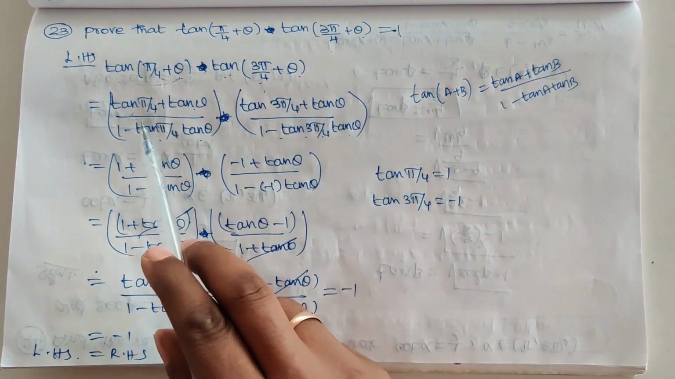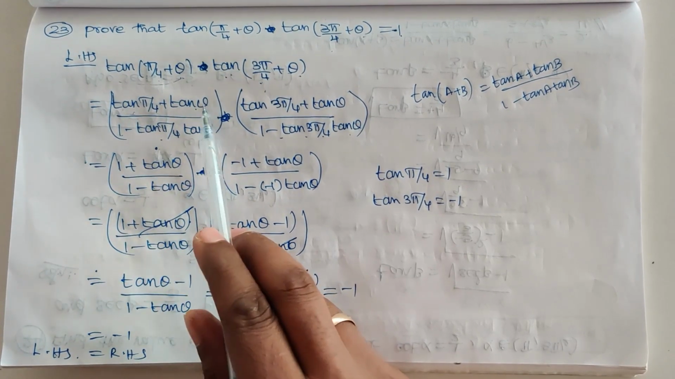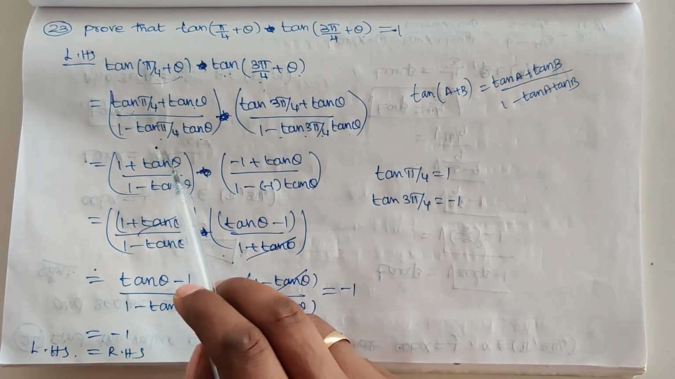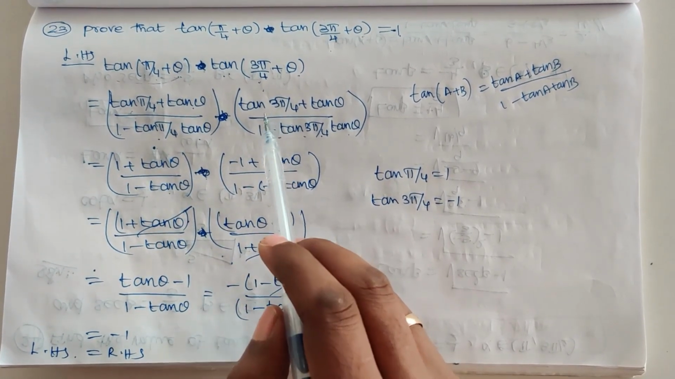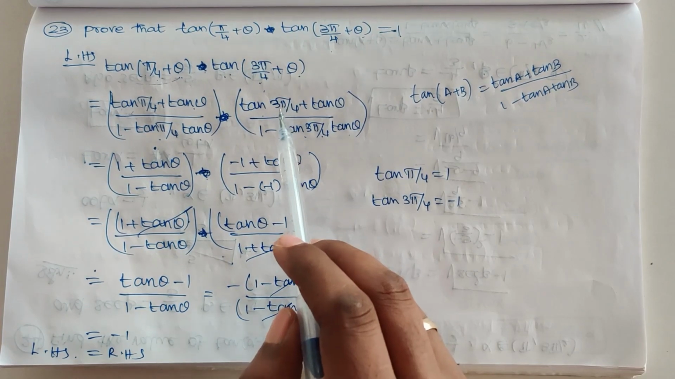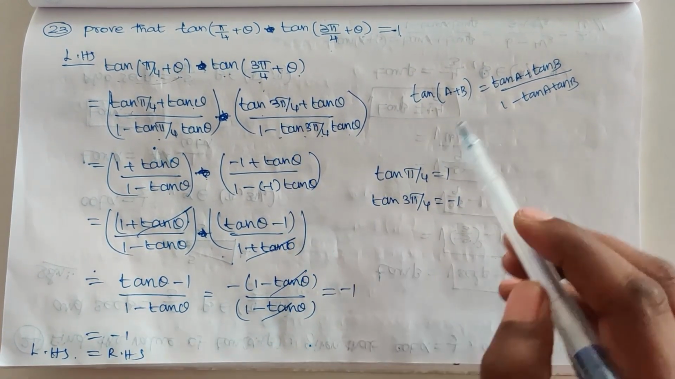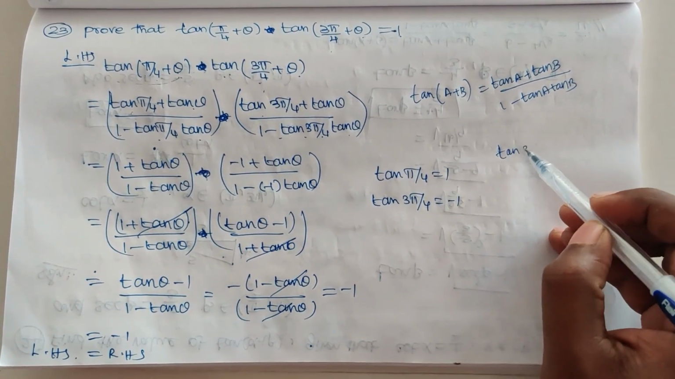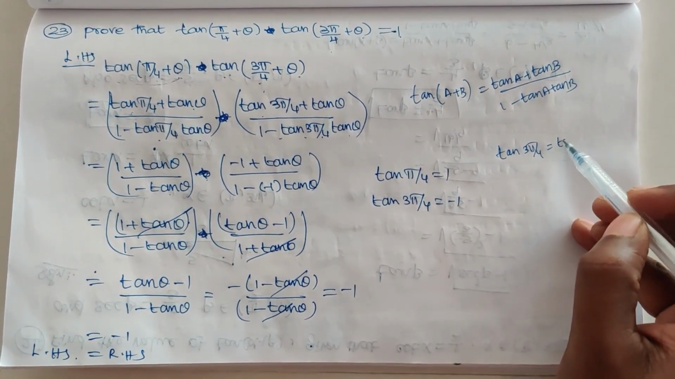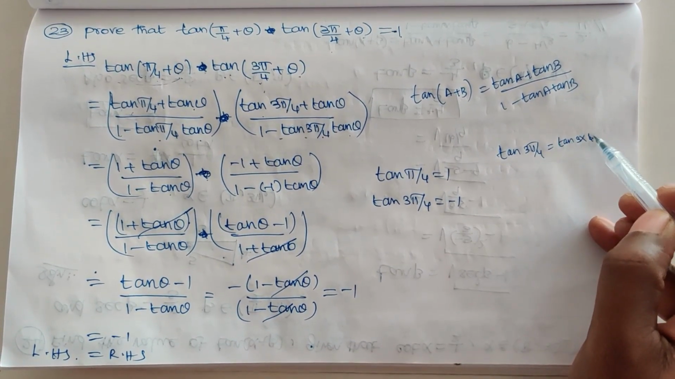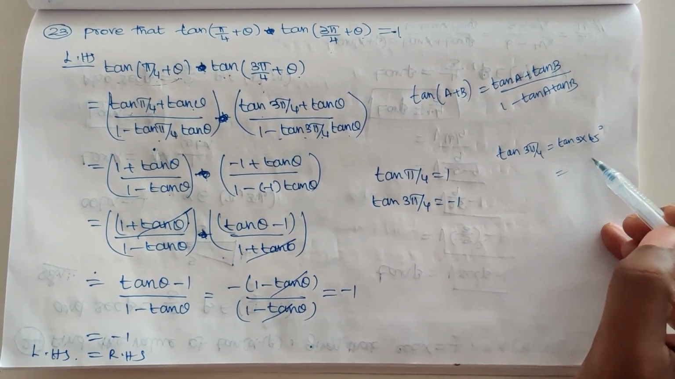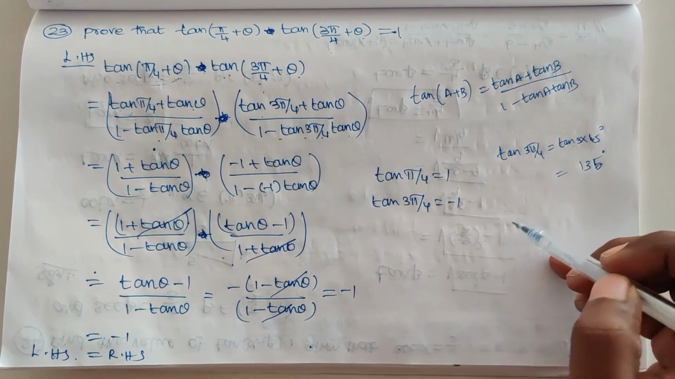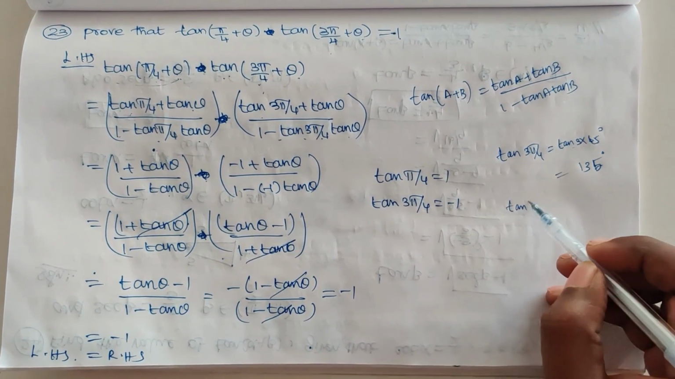Now tan pi/4 is equal to 1. So (1 plus tan theta) the whole divided by (1 minus 1 into tan theta), that is (1 plus tan theta) by (1 minus tan theta), into the tan 3pi/4 value. 3pi/4 means what? 3 into 45. So 3 fives are 15, 3 fours are 12, that is 135. So tan 135 degrees.